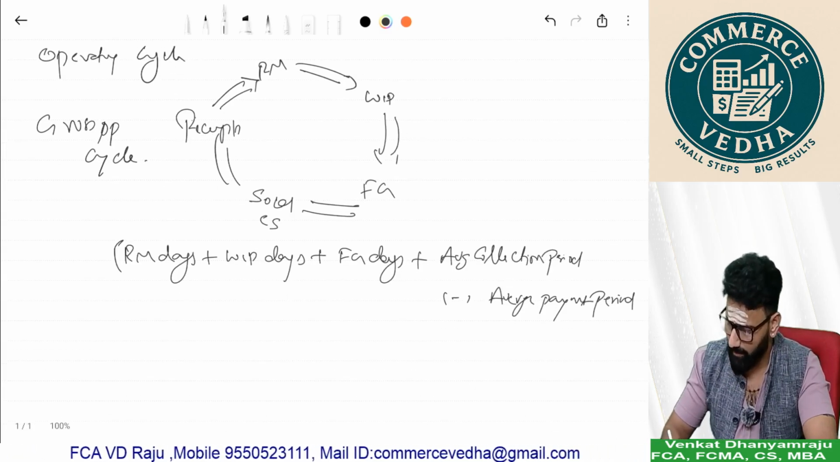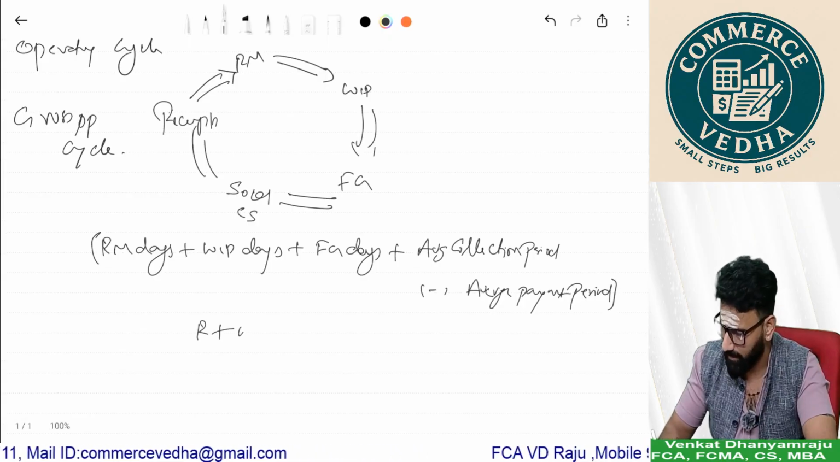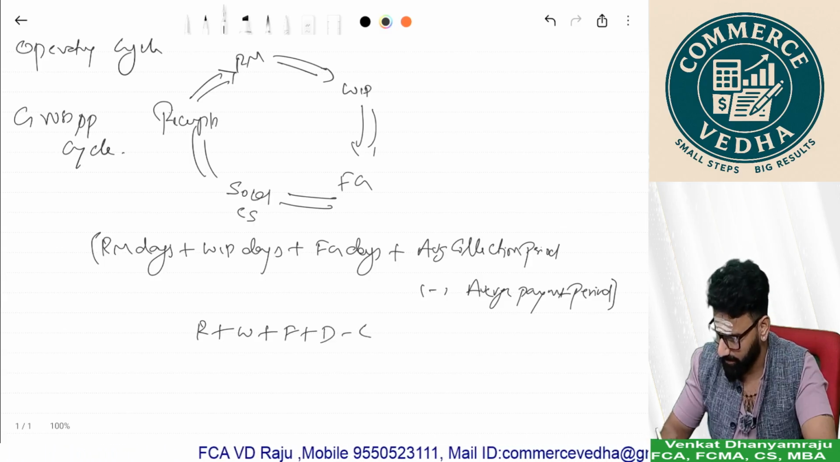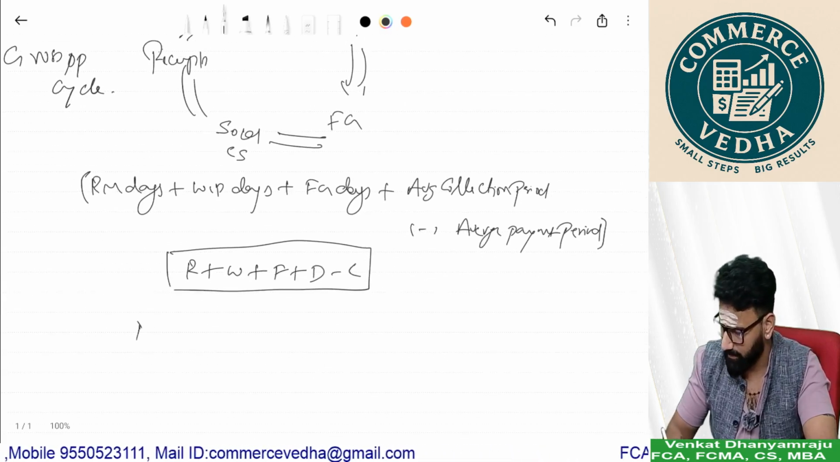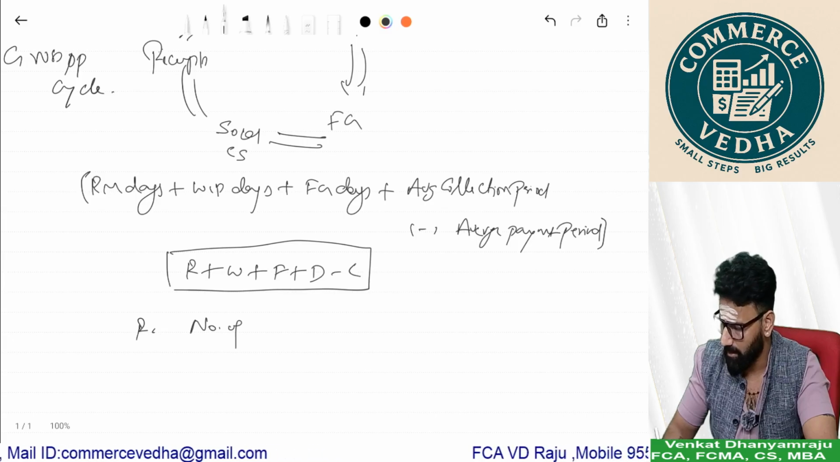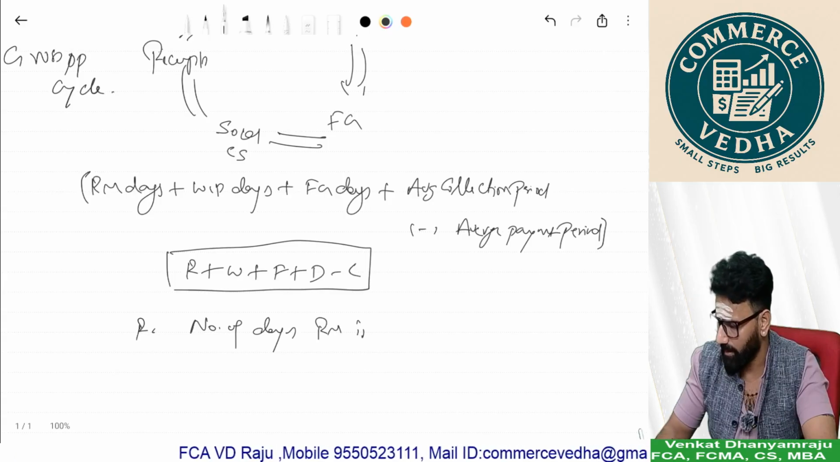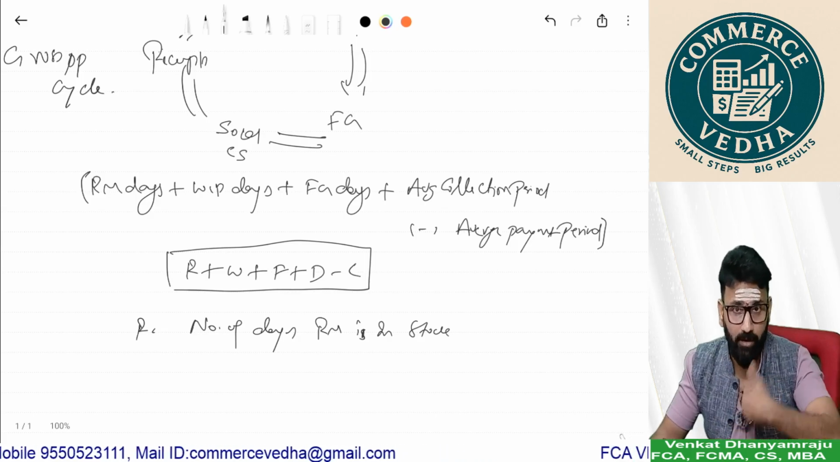So it is, in simple terms, written as R plus W plus F plus D minus C. Your R represents the number of days raw material is in stock before giving it to production.